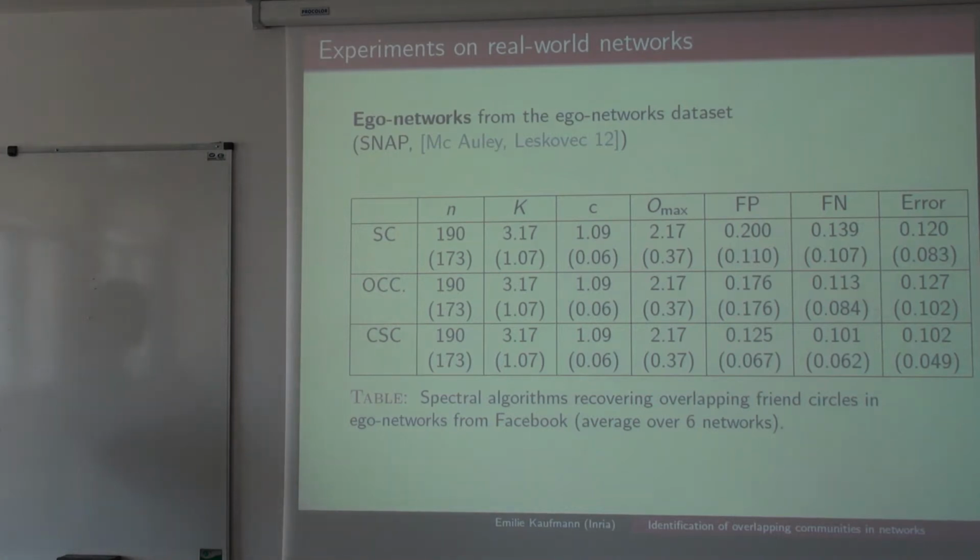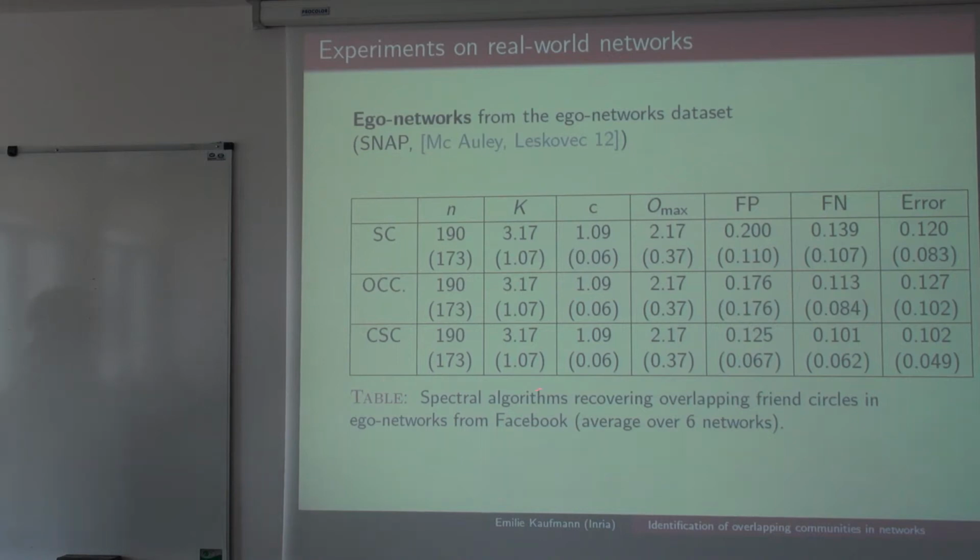And finally, there were 10 Facebook networks in the original database, and we were able to keep only 6 of them after the preprocessing, and we wanted to keep only those that had a significant overlap. So we only kept the ones for which at least 1% of the nodes belonged to more than one community. And so it gives us the following result for the 3 algorithms.